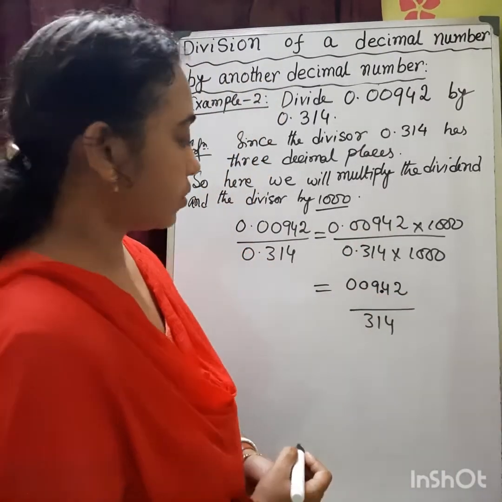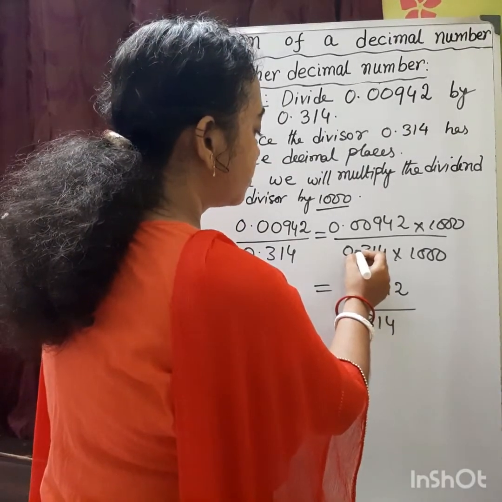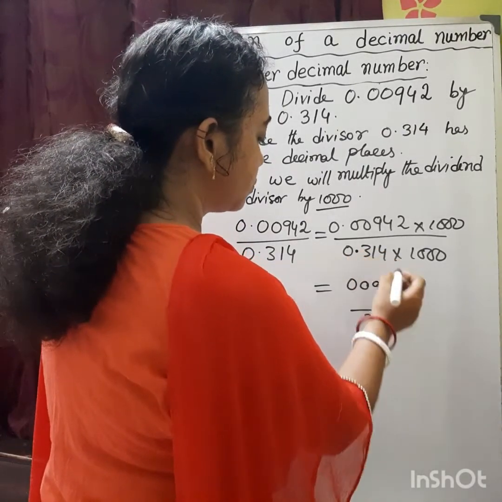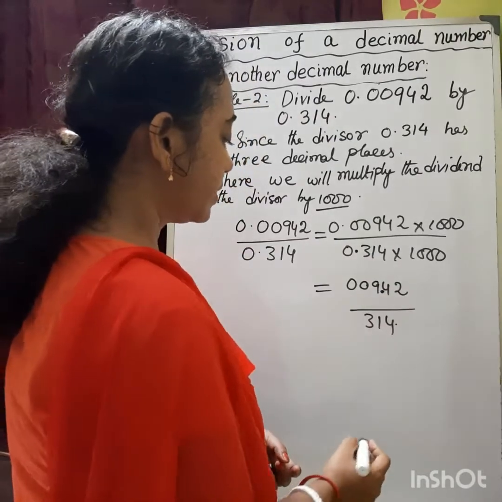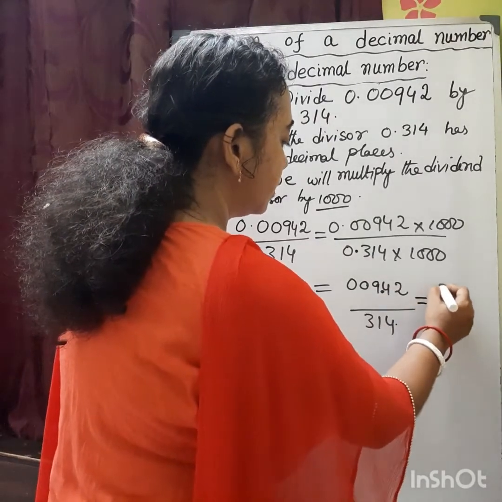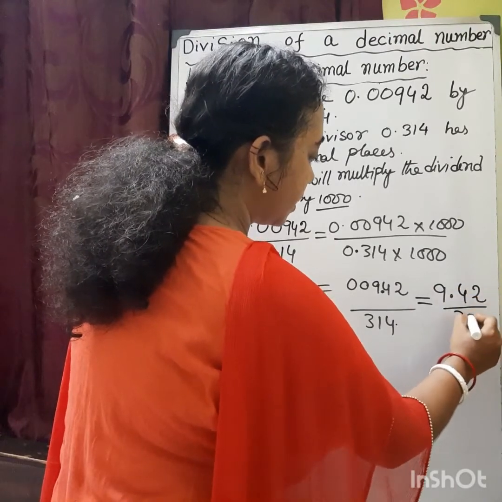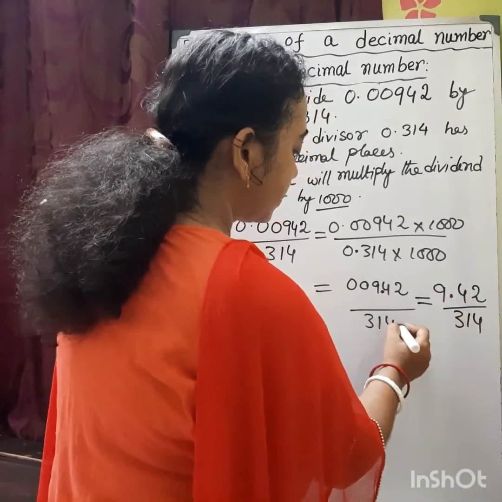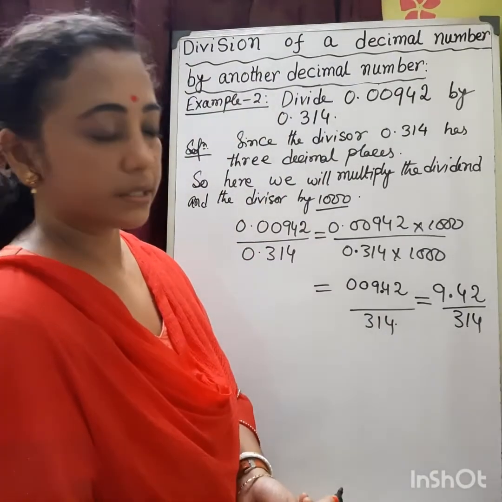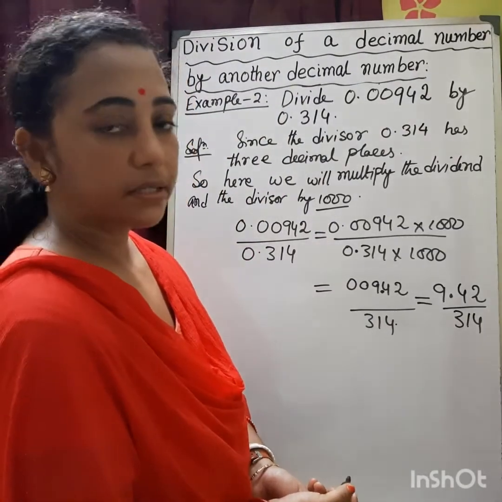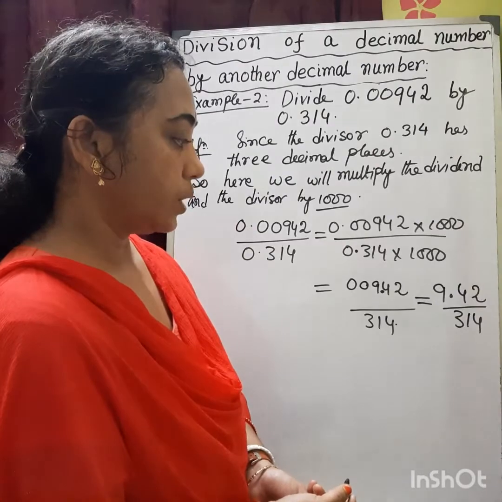Similarly in the denominator also, we move the decimal point 3 places to the right side. So 1, 2, 3. So we put it here. So that means this will be equal to 9.42 divided by only 314, because after 4 there is no digit left. So now the divisor is converted to a whole number.